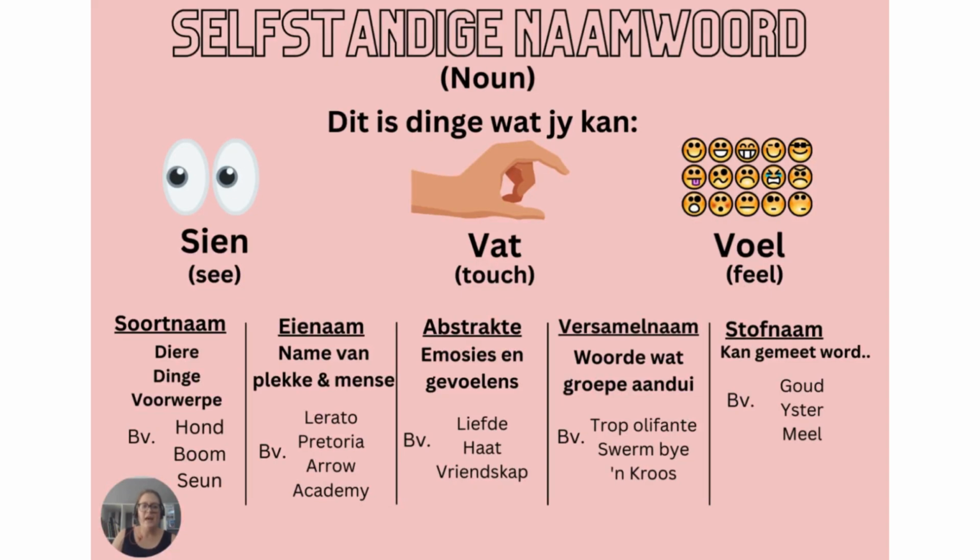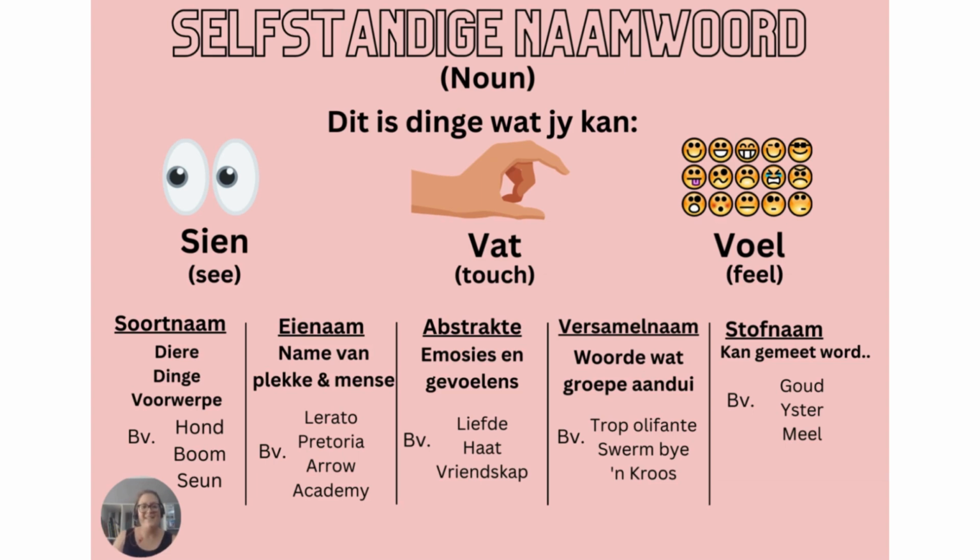Ons eerste ene, our first one is the selfstandige naamwoord. So this is our nouns, okay? So dis dinge wat jy kan. So this is all the things you can do with it. Jy kan dit sien met jou oë. Jy kan daaraan vat met jou hande en jy kan dit voel, né? It's like your emosies. So you can see it with your eyes, touch it with your hands, and you can feel it, emotions, right? Dan selfstandige naamwoorde word in verskillende kategorieë ingebreek.